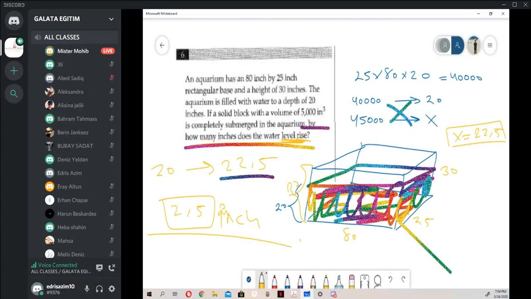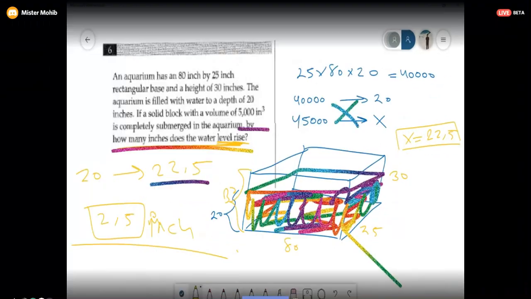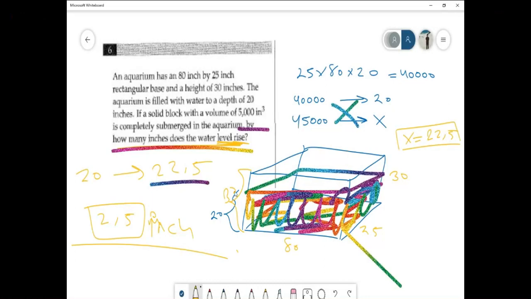No. The height of water. This is the height of the box. The aquarium is 30. It says by how many inches does the water level... The height of water is 20. Yes. Any more questions?